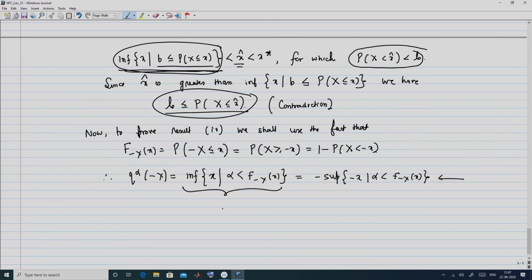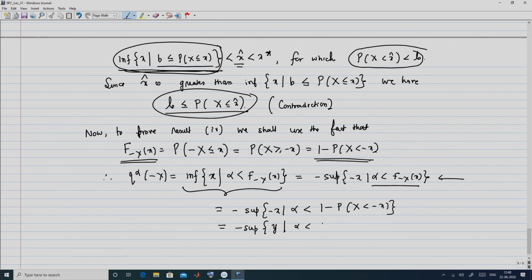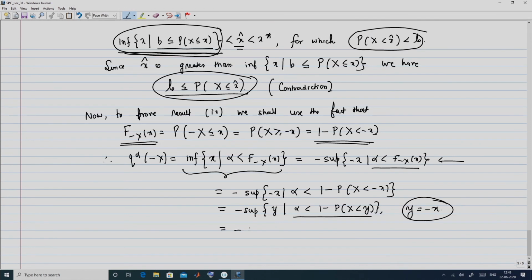Now, let us focus on this term. Remember this condition, alpha is less than F of minus X of x. I can write this as alpha being less than 1 minus probability of the random variable X being strictly less than minus x. This can be rewritten as minus supremum of y such that alpha is less than 1 minus probability of X less than y, where y is equal to minus x. So, this can now be written as minus supremum of y such that probability of X strictly less than y is less than 1 minus alpha. I am just moving this to the left hand side and alpha to the right hand side.